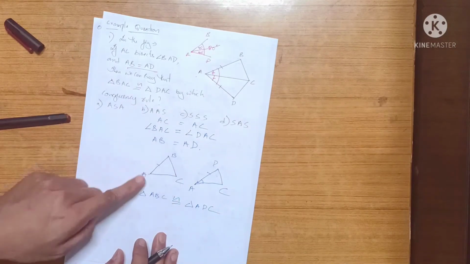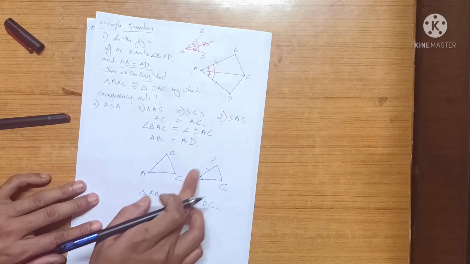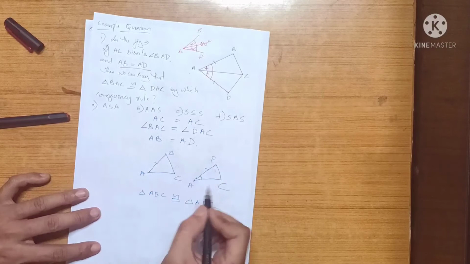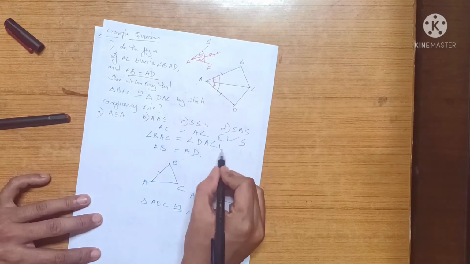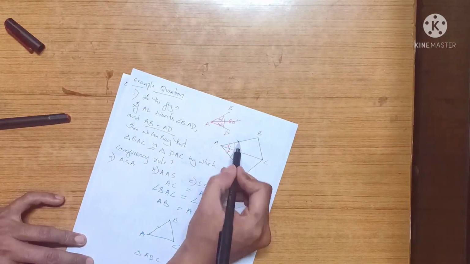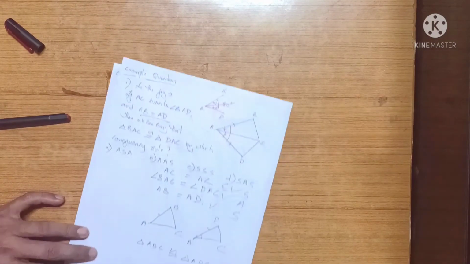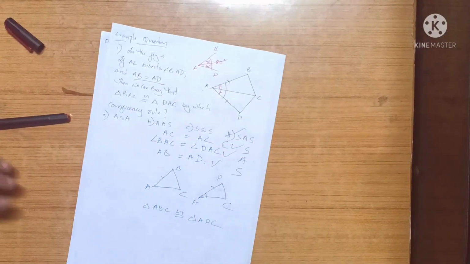So ABC, I went like this, ABC. So I have to go exactly the same way as ADC. Got it? And by what rule? This is a side, this is an angle, and this is a side. Side, angle, side. SAS. Okay? So it will be SAS.